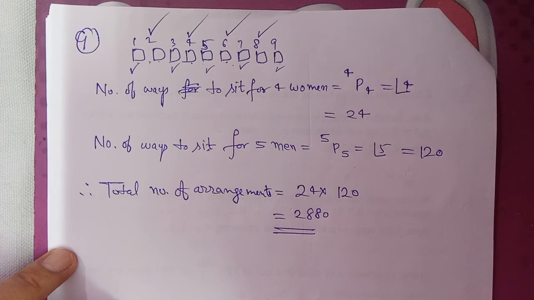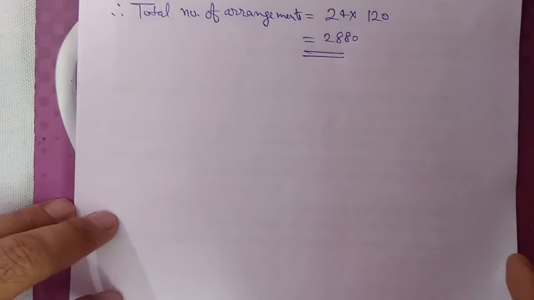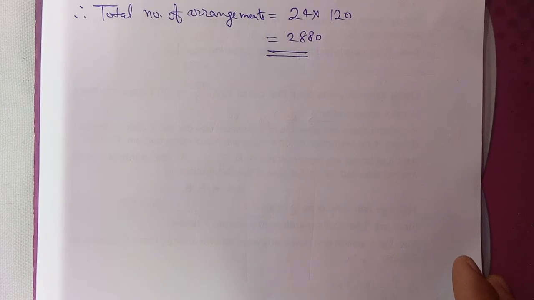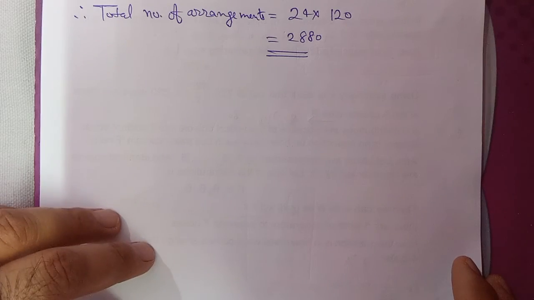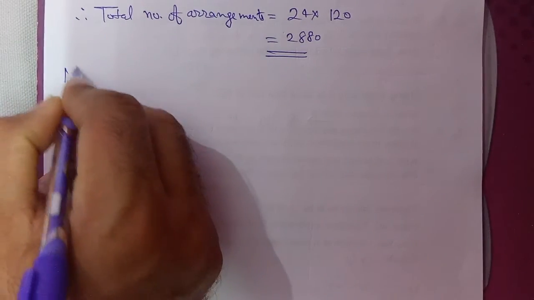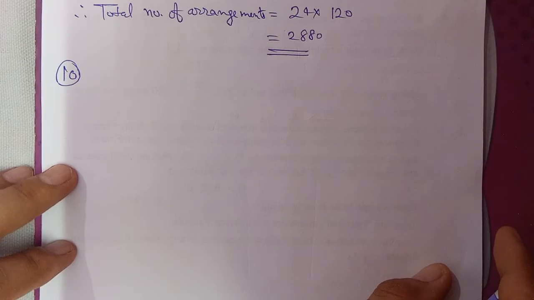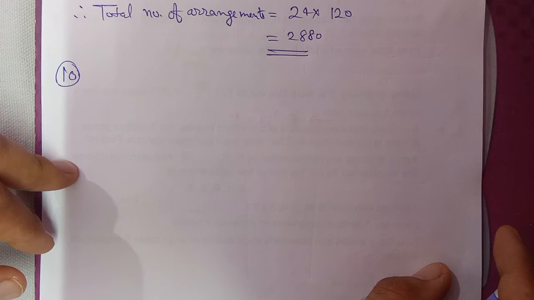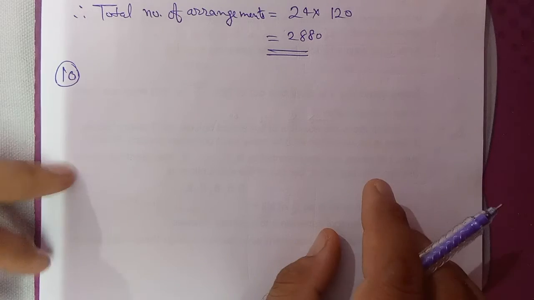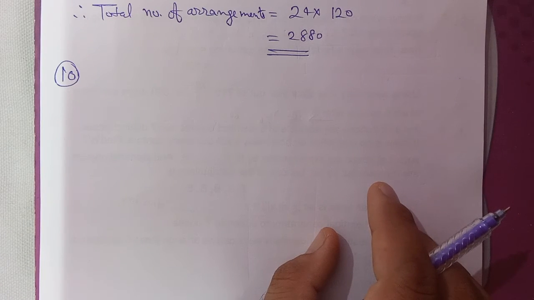Next is question number 10. From a class of 25 students, 10 are to be chosen for an excursion party. Selection of 10 out of 25 with certain restrictions. There are 3 students who decide that either all of them will join or none of them will join the party. In how many ways can the excursion party be chosen?